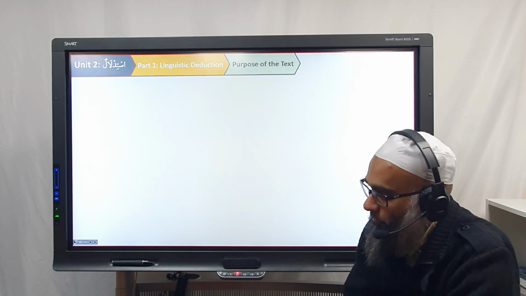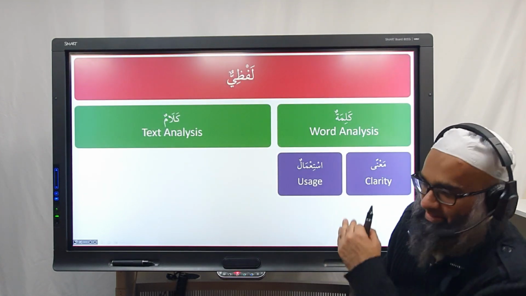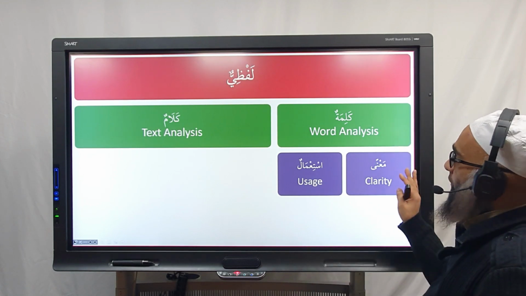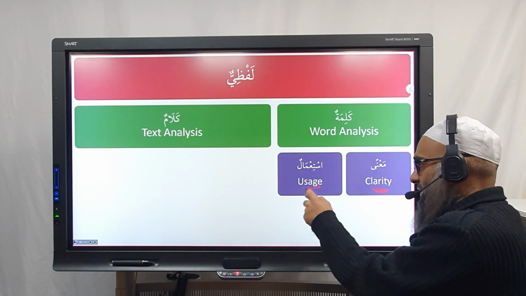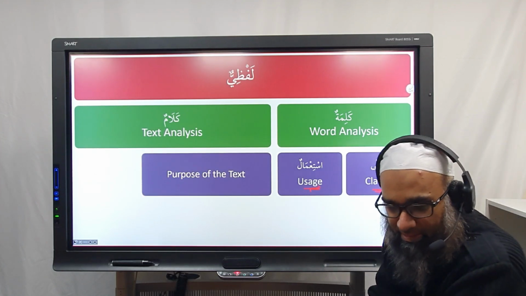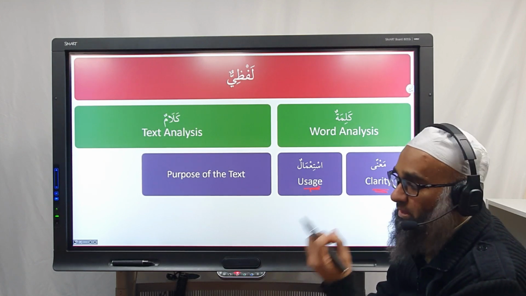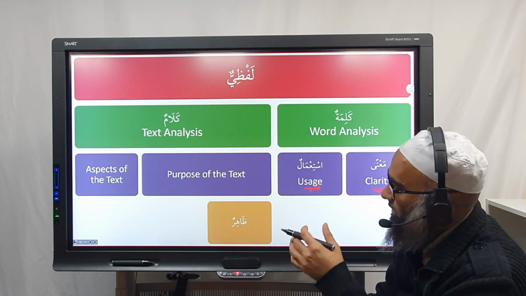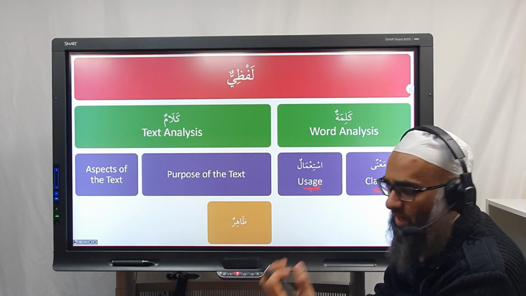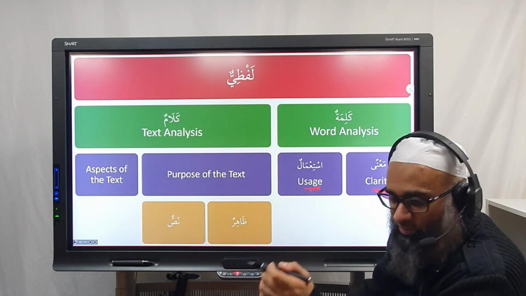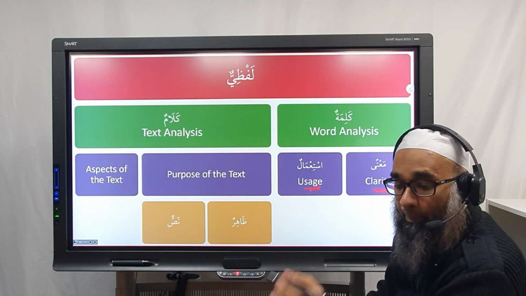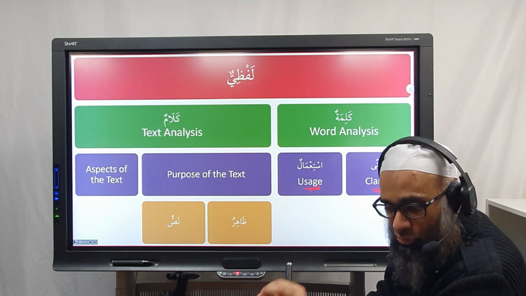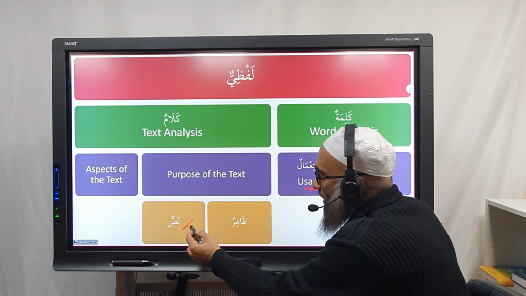So if we recap now, what do we have? We're doing istidlal lafzi, and in istidlal lafzi, istidlal from the individual word, clarity, we had wadih, ghayr wadih, we have isti'mal, haqiqa and majaz. And in text analysis, we look at the whole text. The first is we look at the purpose of the text, and the aspects of the text. In terms of purpose of the text, we can have ظاهر, a meaning that we understand from the text, simple. And in nas, a meaning we understand from the text, but that meaning, that idea, that concept, that ruling that we derive and understand is actually the reason of the text.